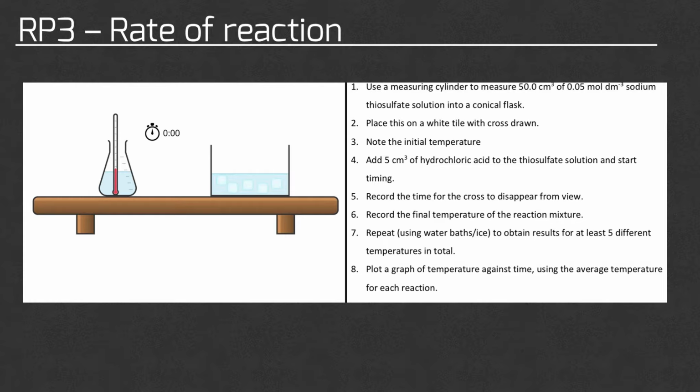You'd then repeat this experiment using hot water baths or ice baths to obtain results for a range of different temperatures. You'd then plot a graph of temperature against time using the average temperature change for each reaction, as you'd need to repeat each test at least 3 times.